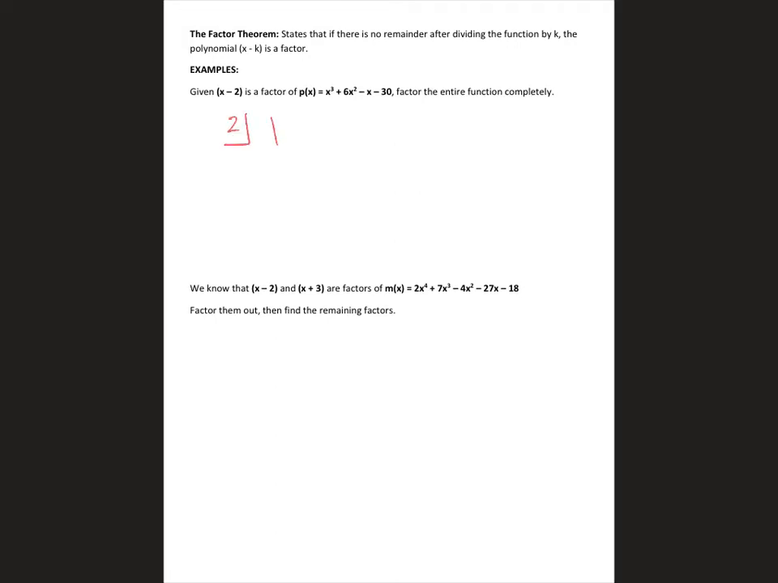And then I'm going to put the coefficients next to it and do a little synthetic division. So I'm going to break down the 1. We'll multiply 2 times 1 and get 2. Add 6 and 2 and get 8. Multiply is 16. Add is 15. And 2 times 15 is 30.